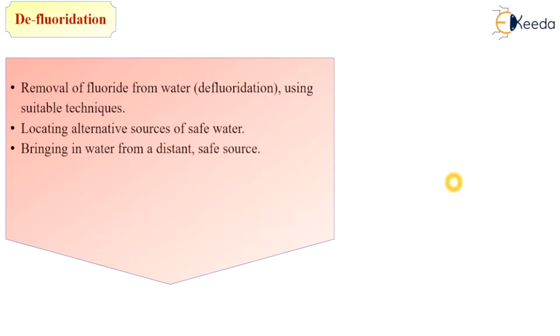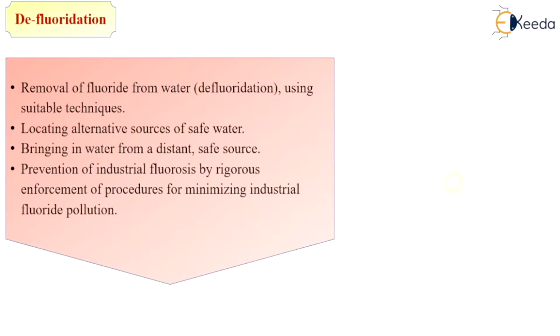Bringing in water from distant safe sources, and prevention of industrial fluorosis by rigorous enforcement of procedures for minimizing industrial fluoride pollution. So, the defluoridation process, or the techniques used for it, are used as a tertiary treatment, an advanced tertiary treatment in the water treatment process.